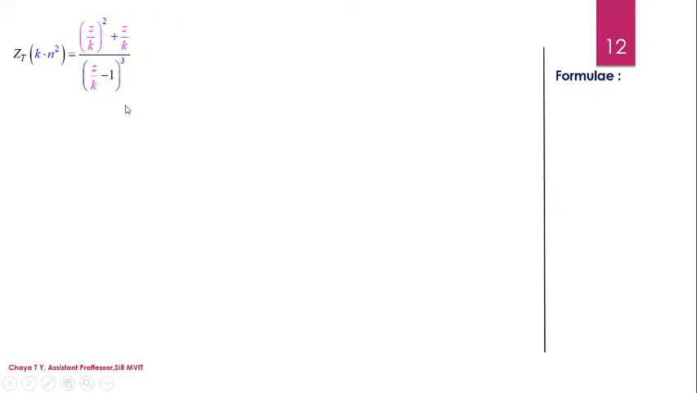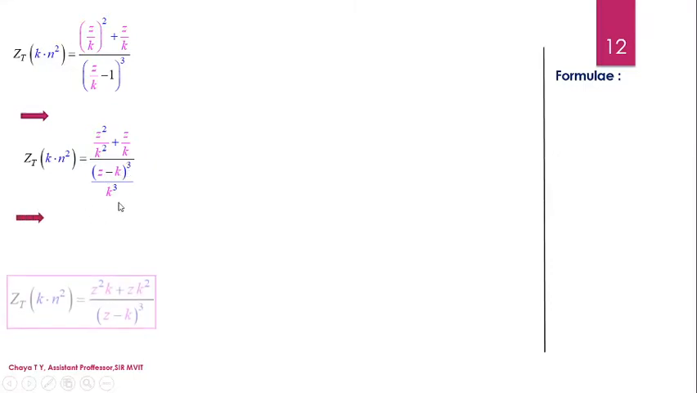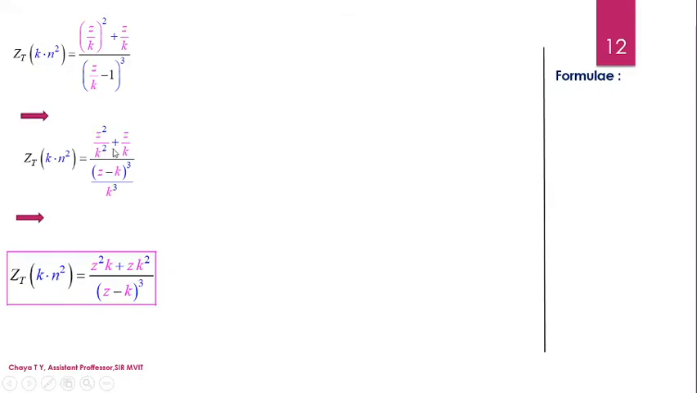Now take LCM and simplify. When I take LCM for the numerator, I get z squared by k squared plus z by k, divided by the denominator, which after taking LCM becomes z minus k whole cube divided by k cube. Then I can simplify the terms of the numerator and denominator, and we get the Z transformation of k^n times n squared as z squared k plus z k squared divided by z minus k whole cube, which is our required proof. So this was the second proof.